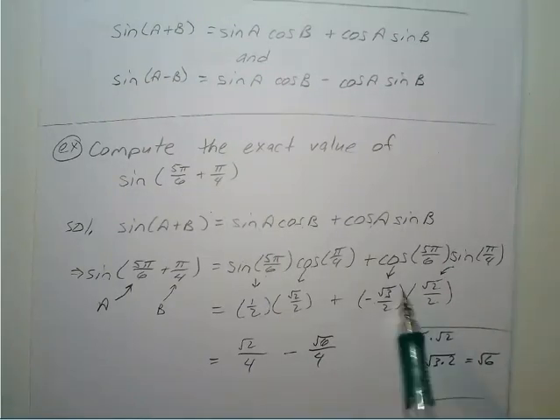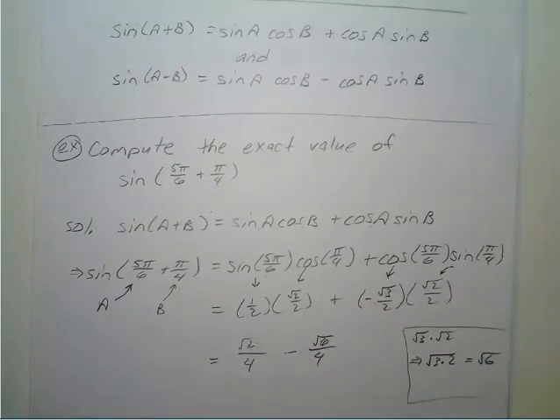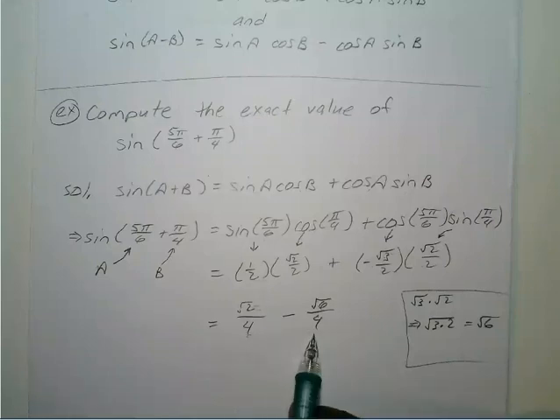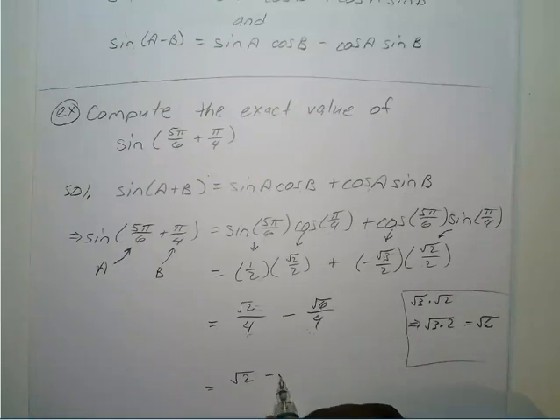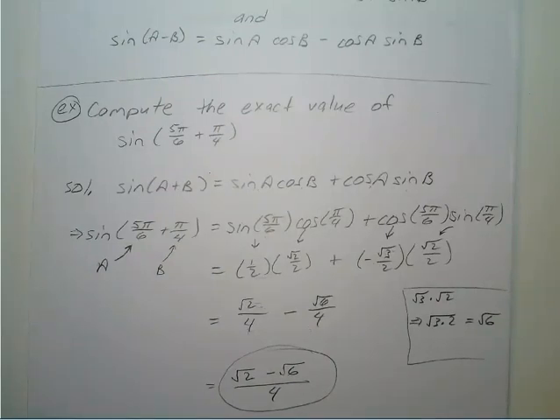Okay, so you can only do that with multiplication or division. You can't do that with adding and subtracting, so you can't combine those two. You can only do that if you were multiplying the two square root factors. But you can combine these over the same denominator since both of them have a denominator of 4. So you have square root of 2 minus square root of 6 over 4, and that's your simplified exact value.